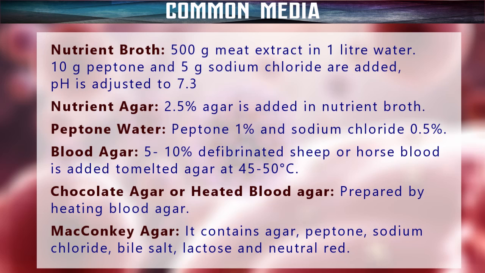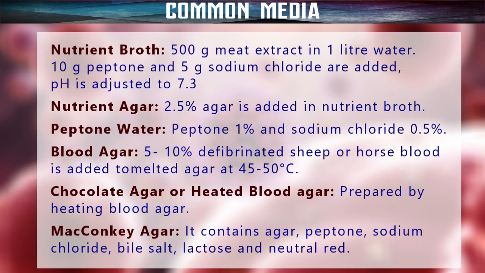Next is nutrient agar, which is solid at 37 degrees Celsius, with 2.5% agar added to the nutrient broth. It is heated at 100 degrees Celsius to melt the agar and then cooled. Next is peptone water, which contains 1% peptone and sodium chloride 0.5%. It is used as a base for sugar media and to test indole formation.